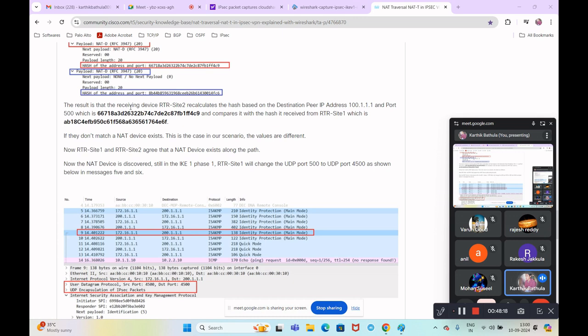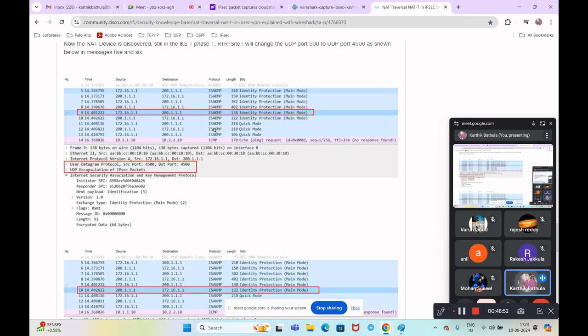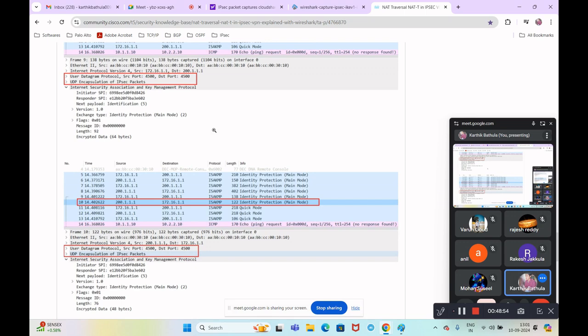See here, the source address and source port hash value is this thing. And from site 1 we have received this as the source IP and source port hash value. These both are different, right? So if that doesn't match, there will be a NAT device in between site 1 and site 2. That's how these NAT devices are discovered in between site 1 and site 2.